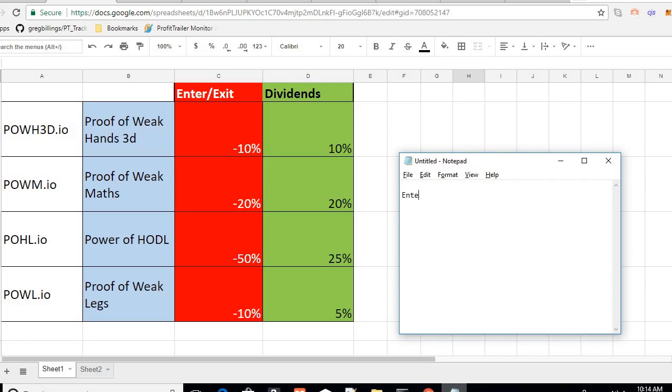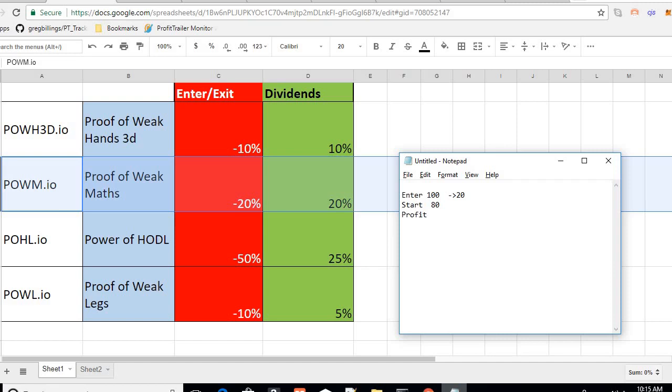So if you enter, let's say we are using Proof of Weak Math. If you enter Proof of Weak Math with $100, that means right off the bat they will take $20. $20 will be taken and distributed among everyone else who's already in the contract. So you start with $80. Okay, so you start with $80, and then profit.